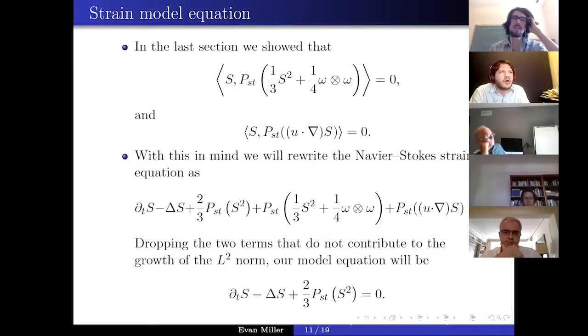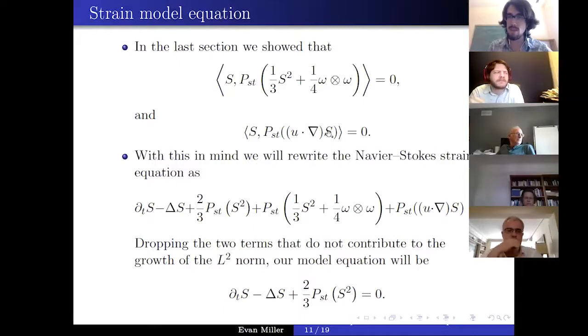So in the last section, we showed that the inner product of S with the projection of 1/3 S squared plus 1/4 omega tensor omega was 0, right? S is in our constraint space, so we can add this projection on and the identity is still 0. And also that the inner product of S with the advection term is 0. This is true from integration by parts. U is divergence free, so if you integrate by parts, you get that the term is the negative of itself. So as long as you have enough regularity to integrate by parts, this will always be 0.